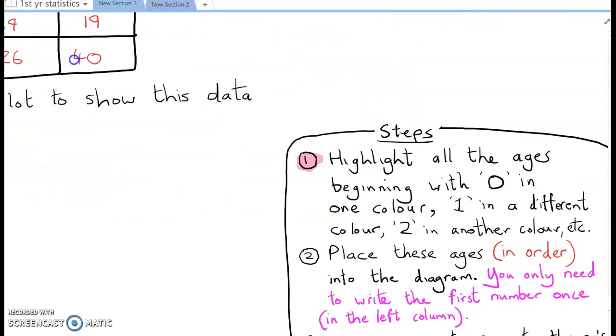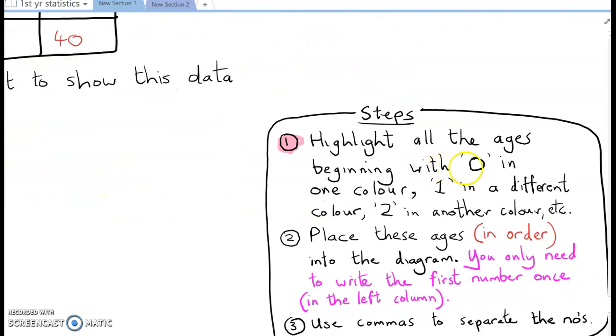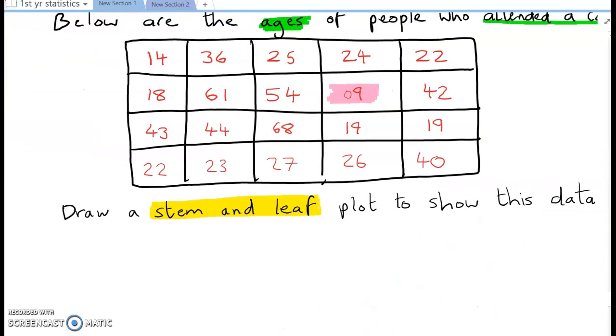What else did it say in that step? So we highlighted any number that begins with 0 in one color. Now, any number that begins in 1, do that in a different color. So we'll do that in green. So all the numbers that begin with 1, we'll do that in green. So where are they? Well, here's one. 1, 4, 14. That begins with a 1, doesn't it?